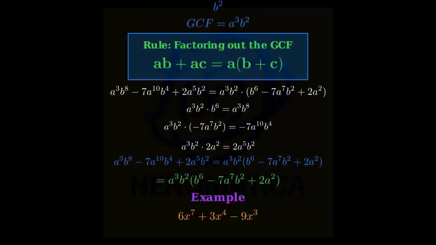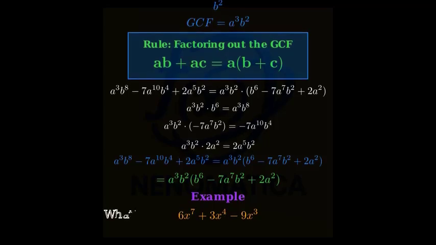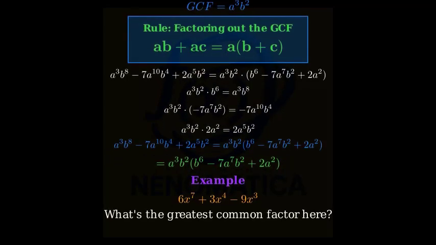We need to factor the expression 6x^7 + 3x^4 − 9x^3. Before we continue, can you think about what the greatest common factor might be for this expression?